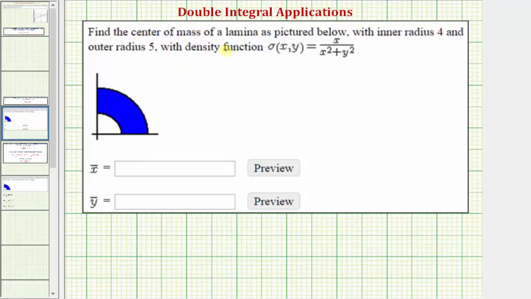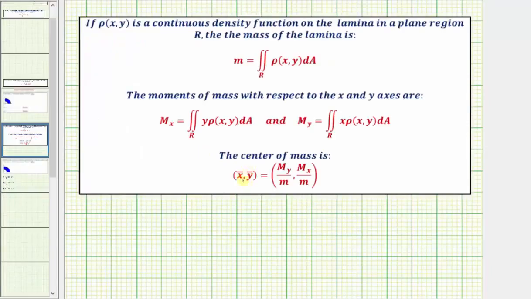We want to find the center of mass of a lamina as pictured below, with inner radius 4 and outer radius 5, with the given density function sigma of x comma y. To find the center of mass, we need to find x bar comma y bar, but before we can find the center of mass, we need to find the mass given by this double integral, the moment about the x-axis given by this double integral, and the moment about the y-axis given by this double integral.